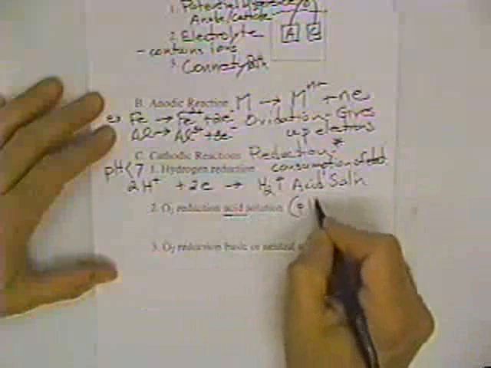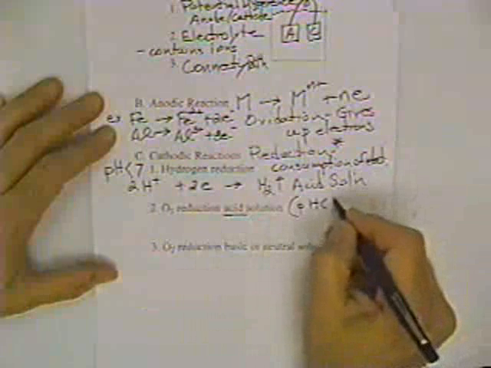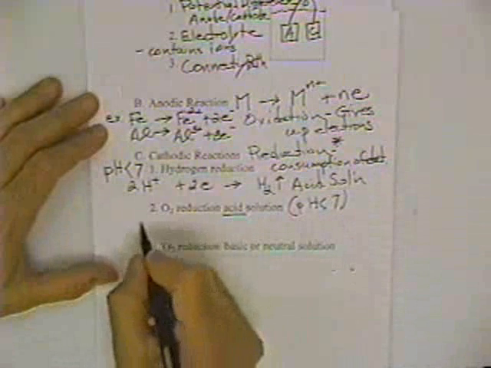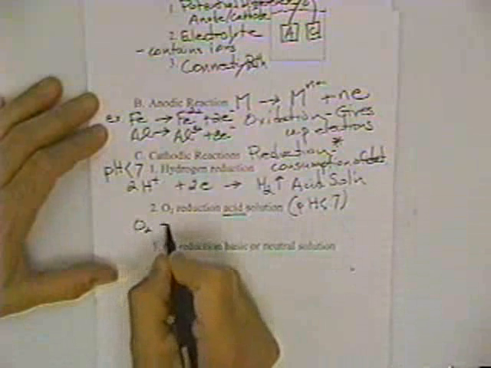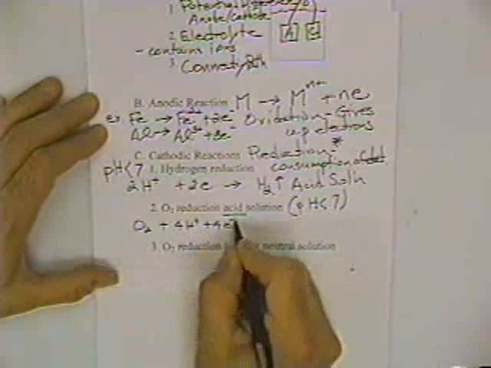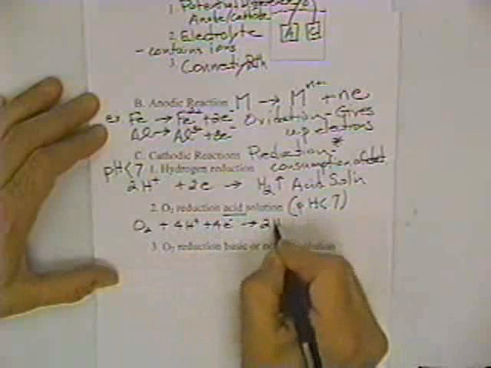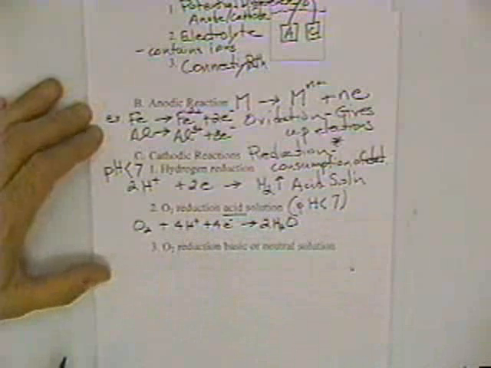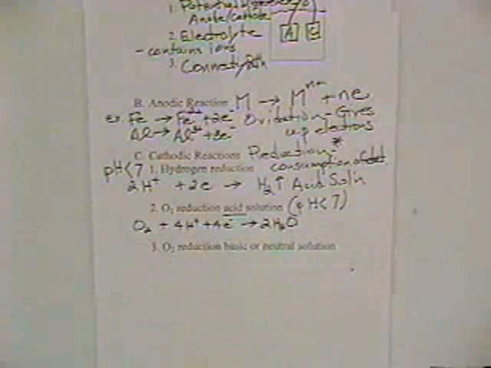Now, one of the elements that is a major problem with corrosion is oxygen. And there are 2 oxygen reactions. One for an acid solution. So the pH has to be less than what? Well, we just said it, didn't we? It has to be less than 7. The oxygen reduction reaction is oxygen plus 4 hydrogen ions plus 4 electrons forms 2 H2O. So oxygen in the presence of an acid solution is a corrosion reaction.